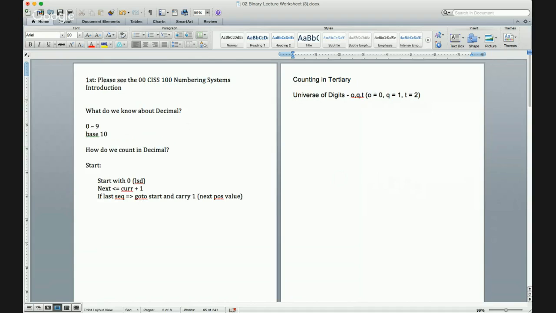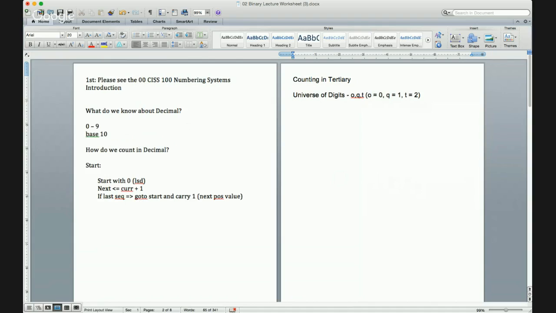So if we're counting in tertiary, my lexicon or universe of digits, I'm going to use O, Q, and T. I just chose these arbitrarily. And we must acknowledge that back in decimal, 0 through 9, at some point in time, probably by consensus, people chose these symbols. 0 to denote 0. That symbol, that is the 1 to denote 1. So I've just arbitrarily chosen 3 symbols, O, Q, and T. And I'm going to count in tertiary. And I'm going to move slowly. Please move in advance of me if you can. And you should be able to.